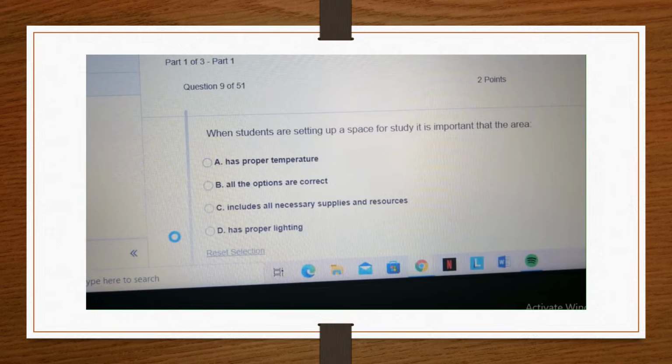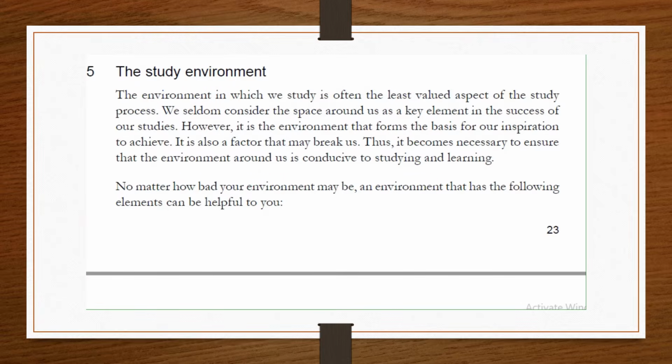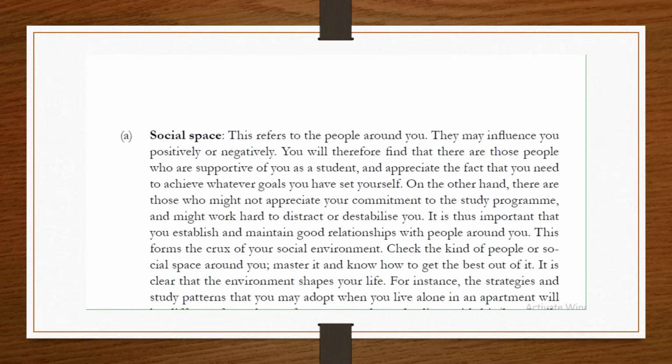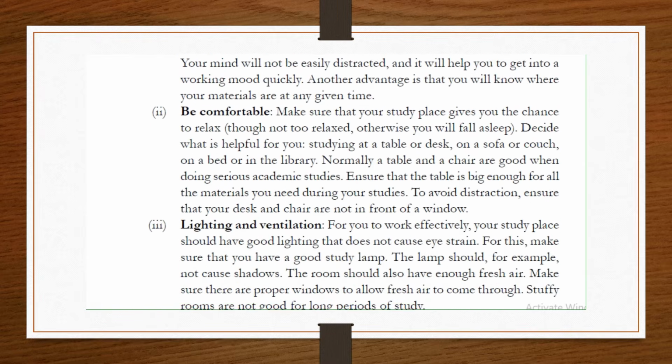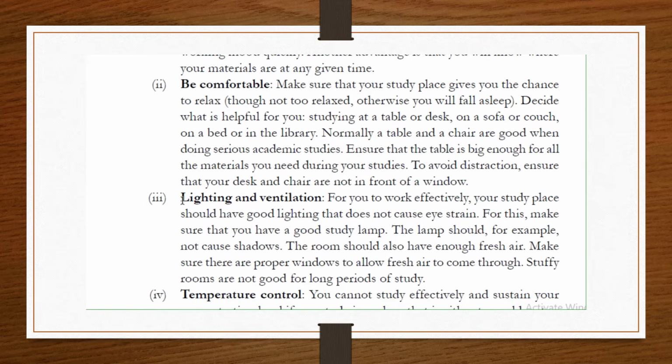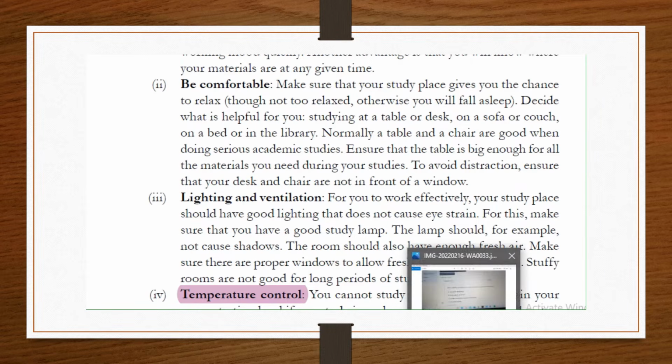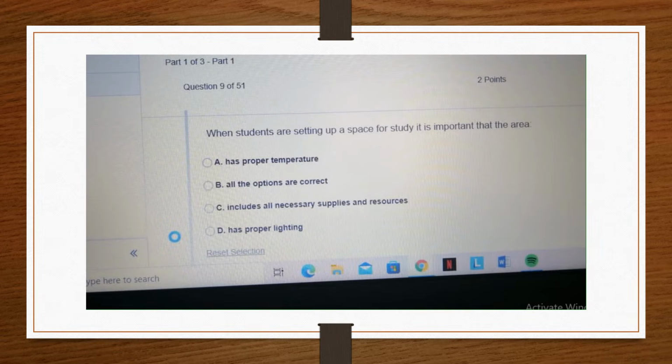That is on page 24 of the guide. You can just start reading from page 23 where it says the study environment. You're going to find everything there about the temperature, about the lighting. Can you see there? It says lighting and ventilation. It says below there temperature control as well. Just read through so that you get a full understanding of why I chose that all options are correct.